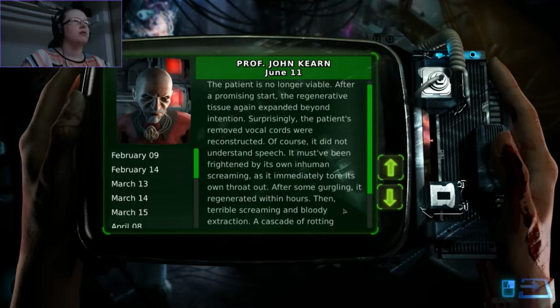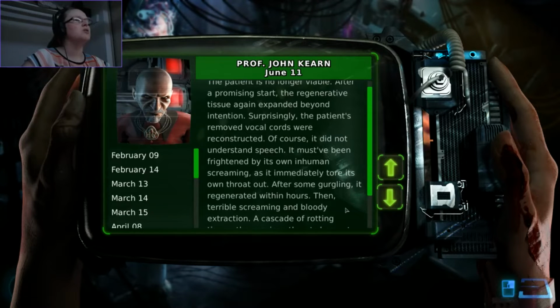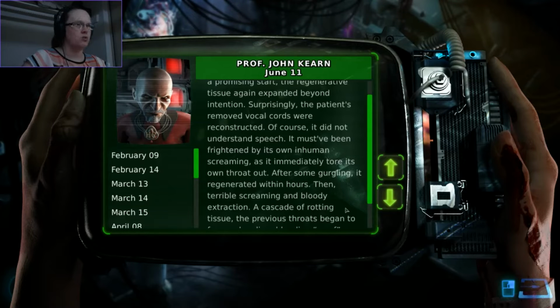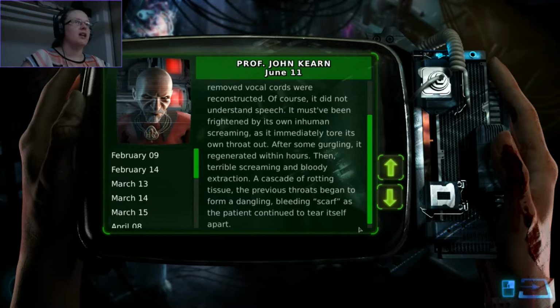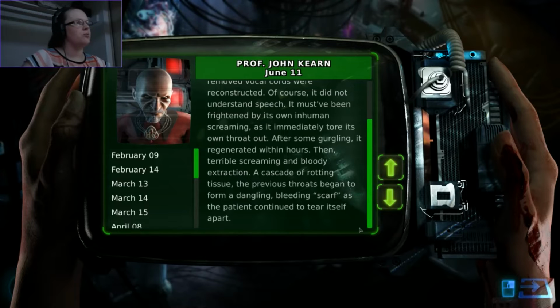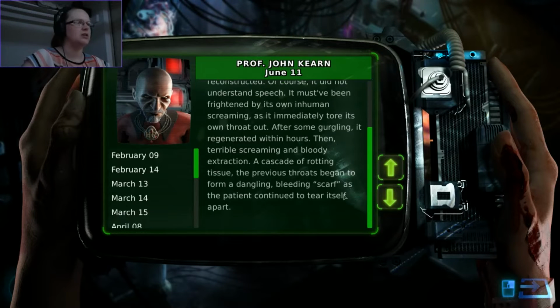June 11th. The patient is no longer viable. After a promising start, the regenerative tissue again expanded beyond intention. Surprisingly, the patient's removed vocal cords were reconstructed. Of course, it did not understand speech. It must have been frightened by its own inhuman screaming, as it immediately tore its own throat out. After some gurgling, it regenerated within hours, then terrible screaming and bloody extraction. A cascade of rotting tissue, the previous throat began to form a dangling, bleeding scarf as the patient continued to tear itself apart.